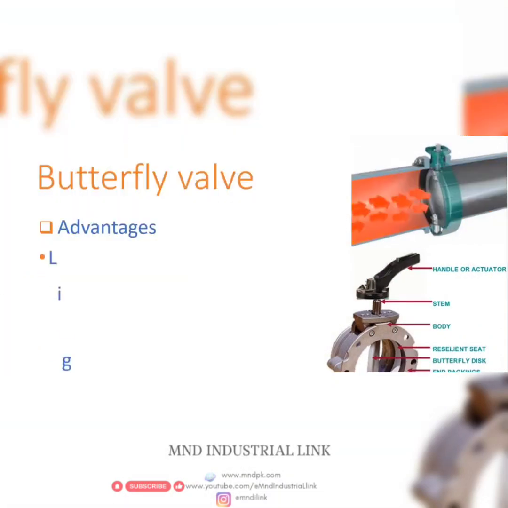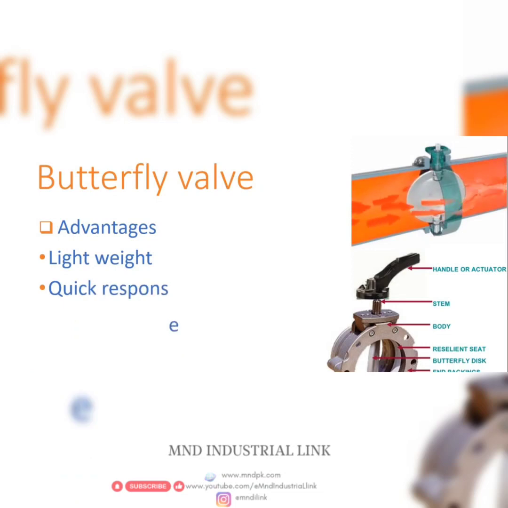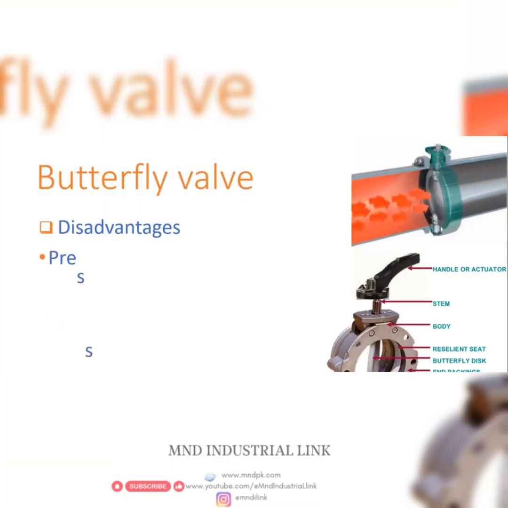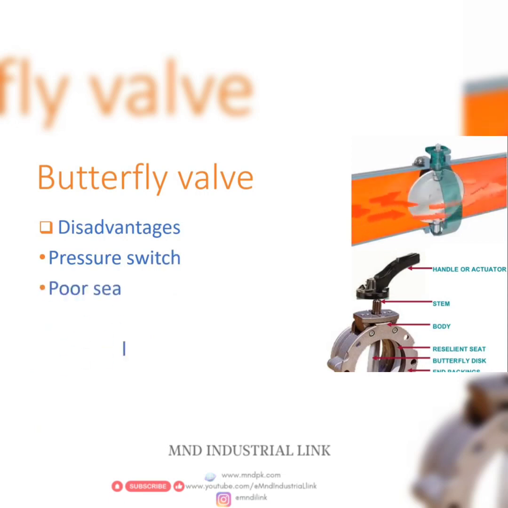Advantages: it is commonly used for controlling purposes, and it is light weight with a quick response time, economical, and also provides low resistance to the flow. Disadvantages: the butterfly valve always leads to a pressure drop because the disc always exists in the flow path. And the valve does not provide a good seal to the flow, therefore leakages may occur.